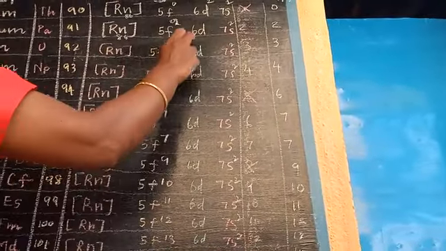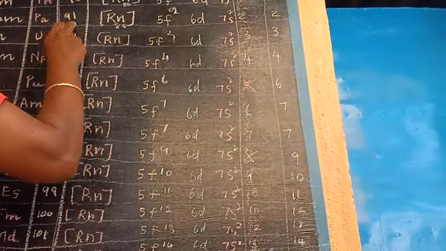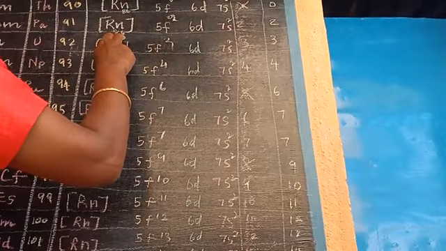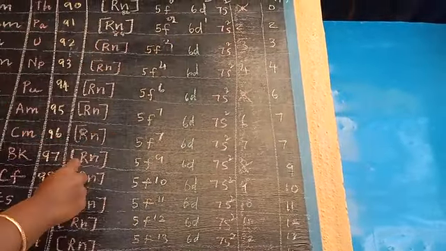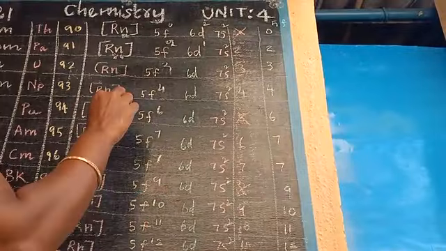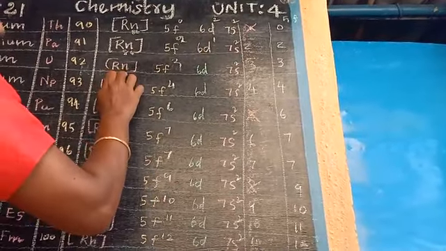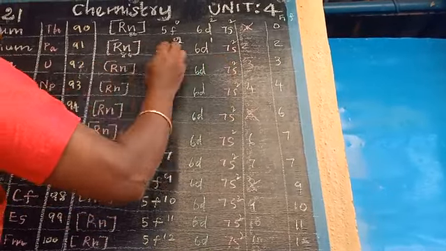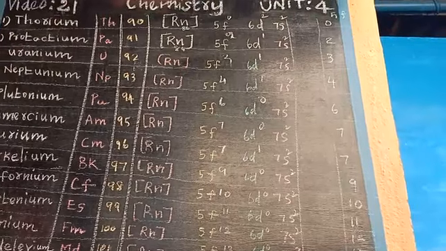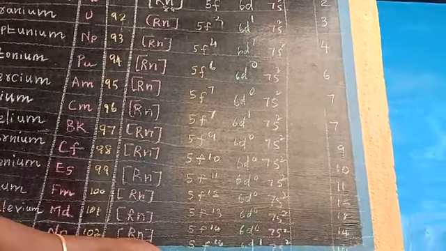Very clear, children. Next we are going to fill the 6d. Here 91, here 86. Here 2, 2, 4, 90, so the remaining 1, so 6d1. This is the way to write the electronic configuration. Here 86, 89, 91, 92, so here 1.